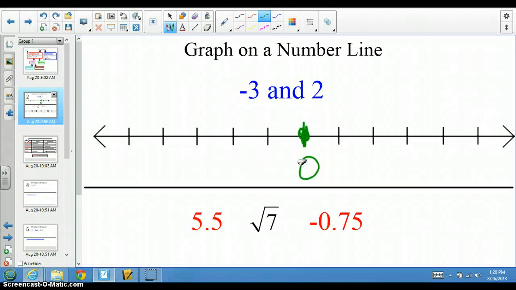Now, -3, all negative numbers are to the left. So -1, -2, -3, and +2. So 2 is 2 points away from the right side of 0. So 1, 2. These should be pretty simple.